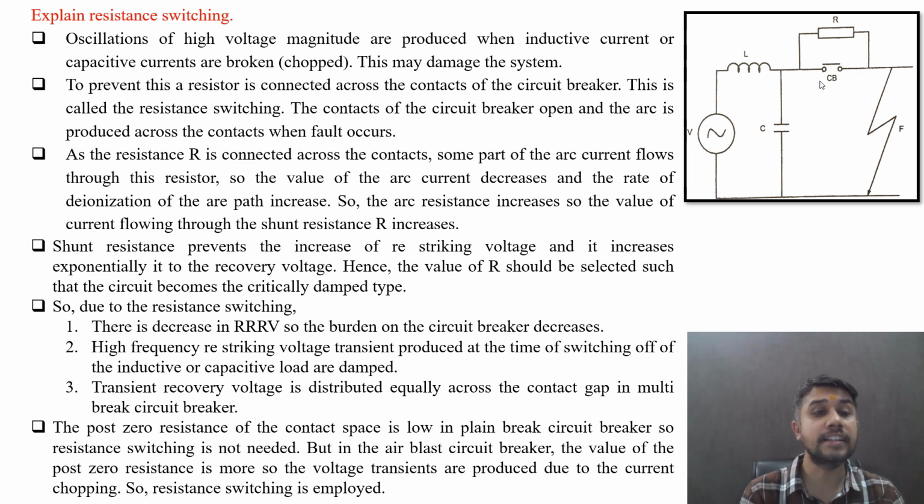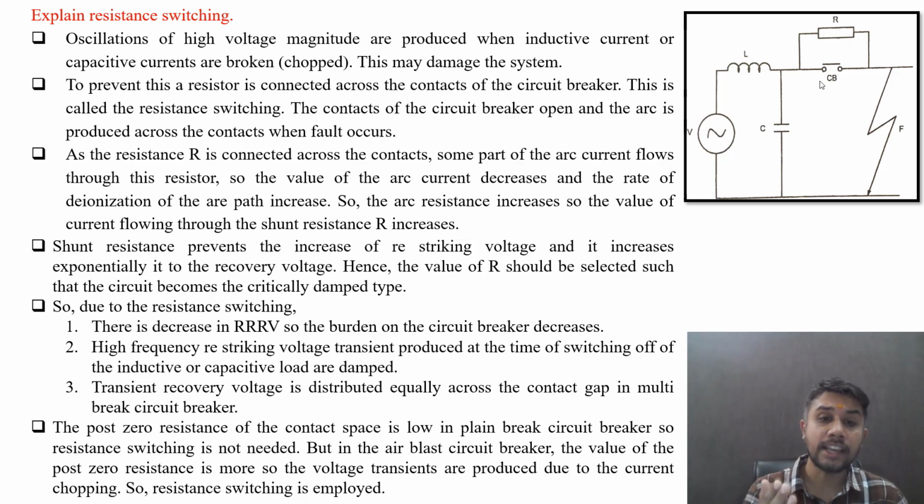So this shunt resistance prevents the increase of restriking voltage, and it increases exponentially with time, up to the value of recovery voltage. Hence the value of R should be selected such that the circuit becomes the oscillatory or critically damped type. Due to the resistance switching, there is a decreasing rate of rise of restriking voltage. So the burden on the circuit breaker contacts decreases.